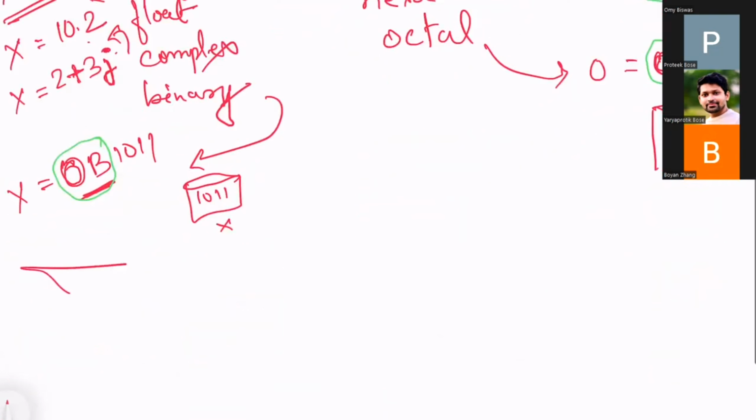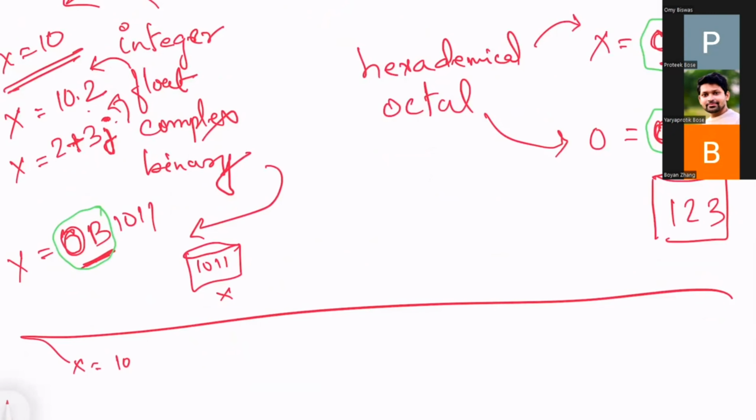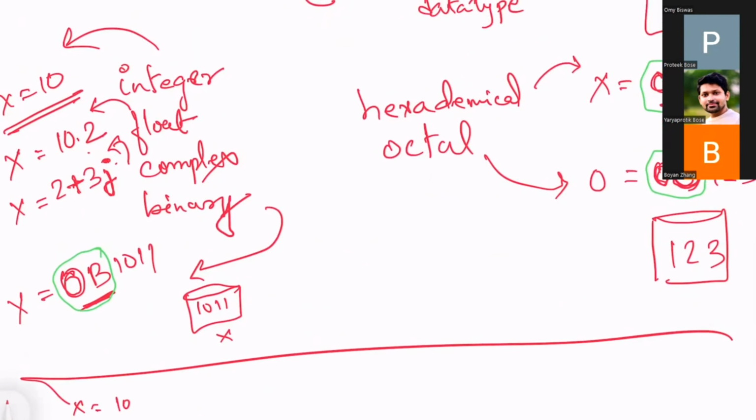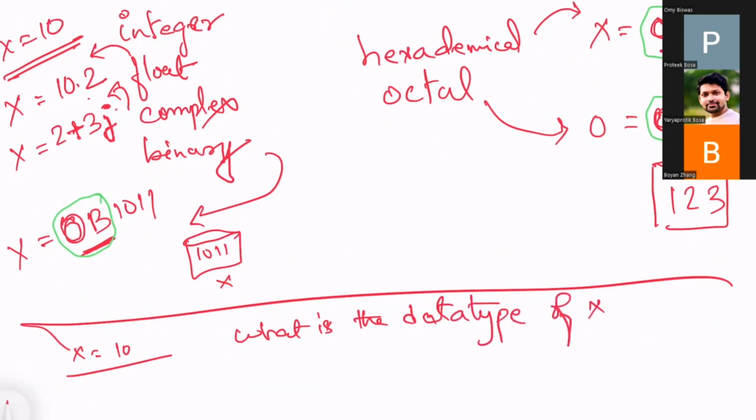So in a Python program, whenever you see x equal to 10 or something like this, that is what is happening in the background, how Python is interpreting it. And if you are asked what is the data type of x, you will say the answer is integer. But just by looking at the statement, you should know that it's an integer.